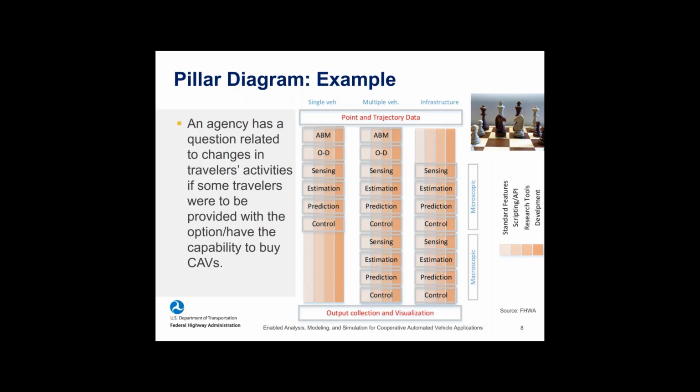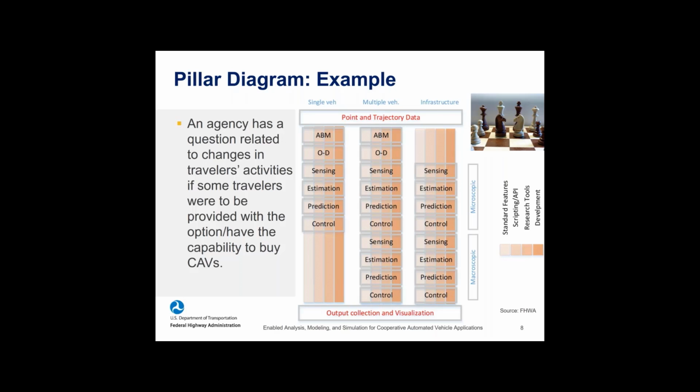So let's give some examples here. The first example I'm giving is a hypothetical example. And I'll give you some choices about what the agents could choose within those examples. And then I'm going to give you a numerical example that we have done using Vissim within this framework. So in this particular example, you could think of it as an agency has a question related to changes in travelers' activities, if some travelers were to be provided with the option or have the capability to buy a CAV.